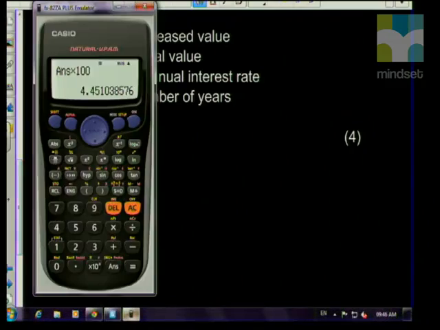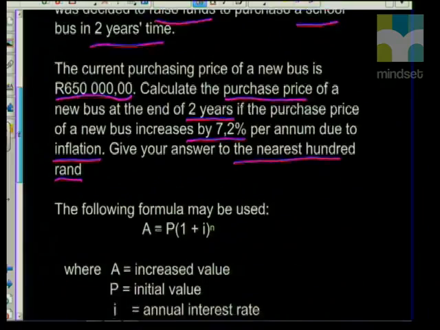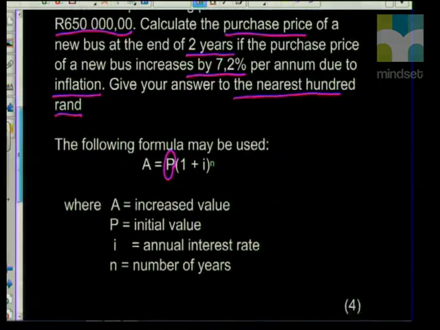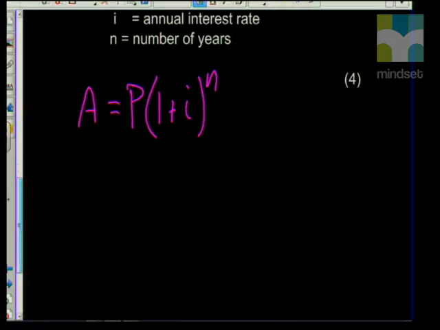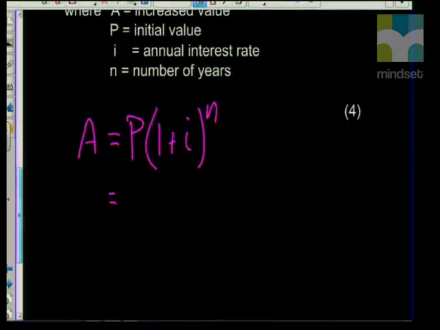So I'm not going to use all the functions of the scientific calculator. I'm just going to do it very simply. So let's make sure that we've got, what is the value that we want? We know that the starting value is P. We want to know what the final value is. So we're going to say P times 1 plus i to the power of n. And in this case, P was 650,000.